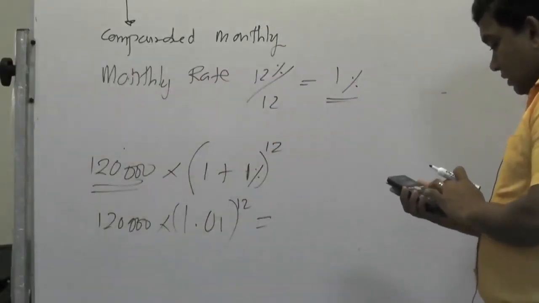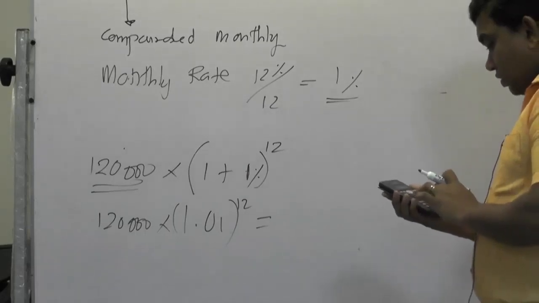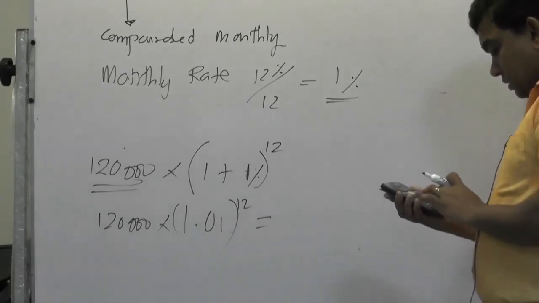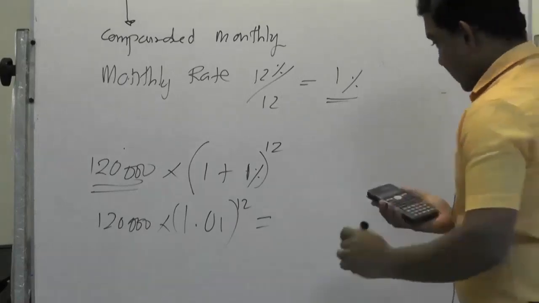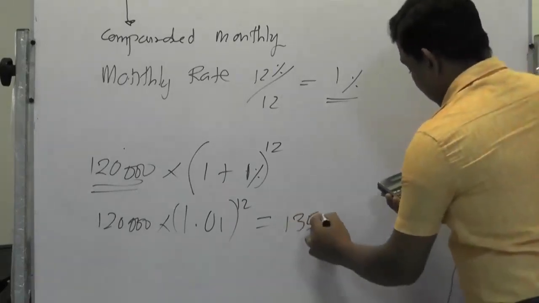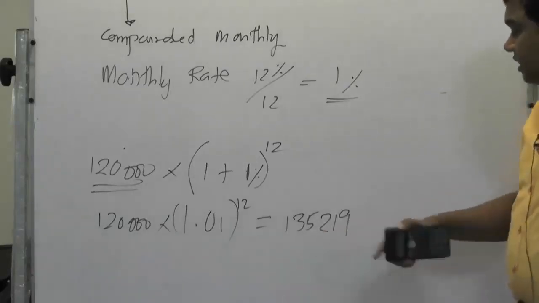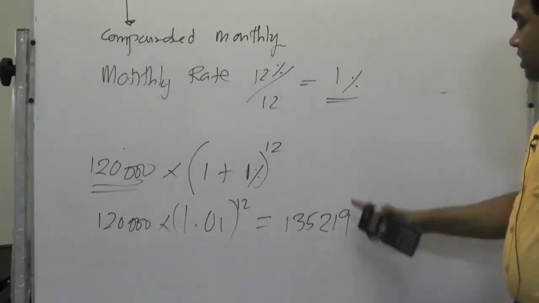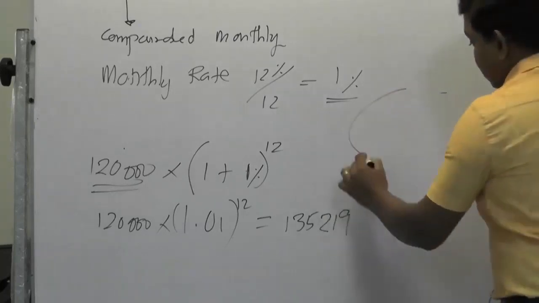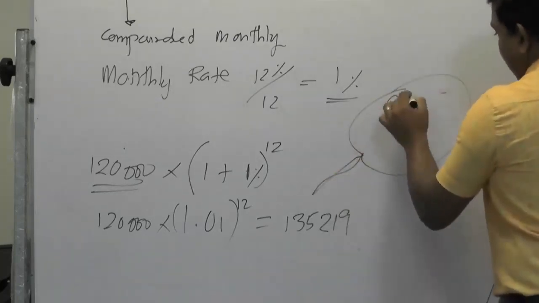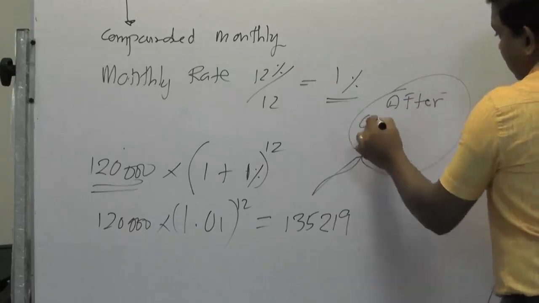120,000 into 1.01 power 12, that is 135,219. You can earn 135,219 after 1 year, right?